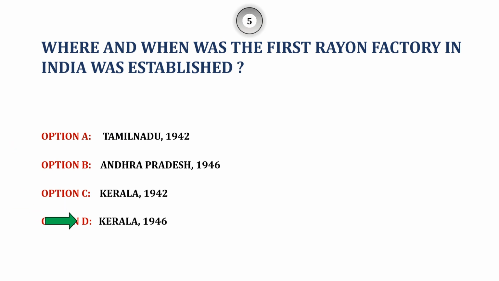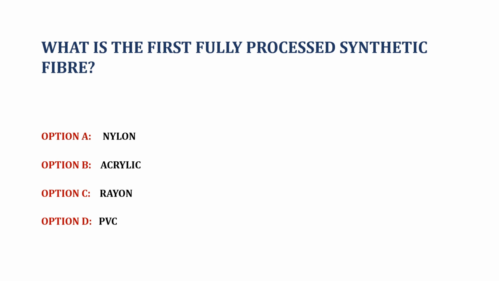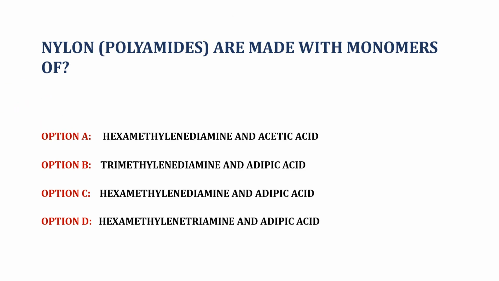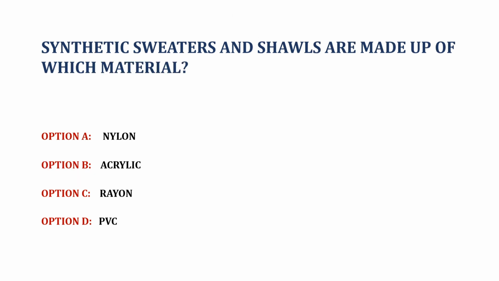Option D. Kerala, 1946. What is the first fully synthetic fiber? Option A. Nylon. Nylons are made with the monomers of... Option B. Trimethylene diamine and adipic acid. Synthetic sweaters and shawls are made up of which material? Option B. Acrylic.